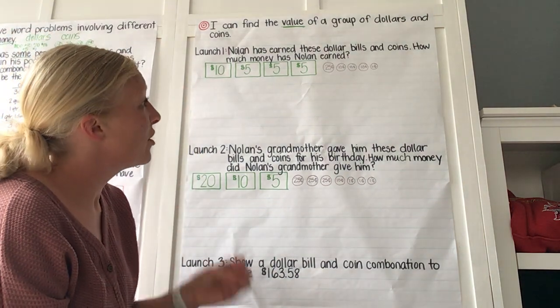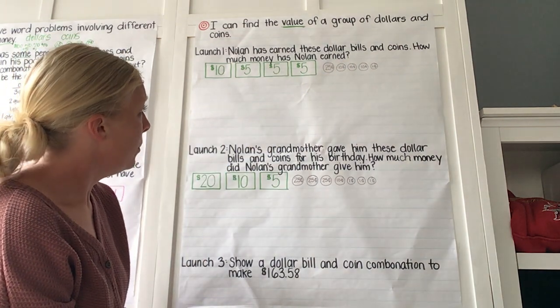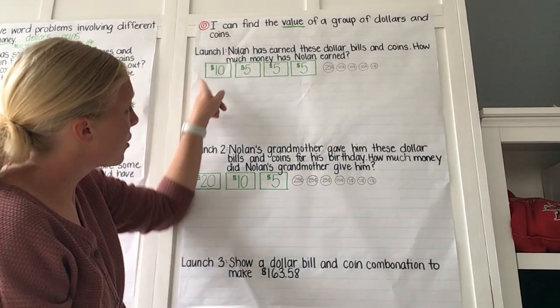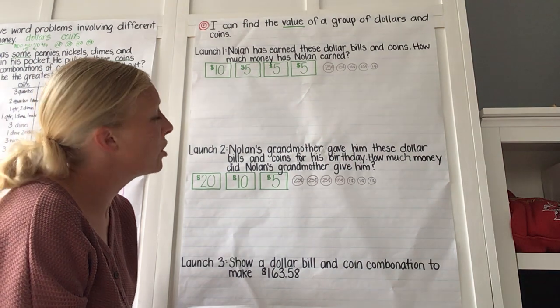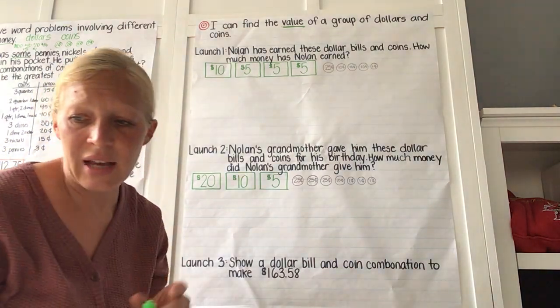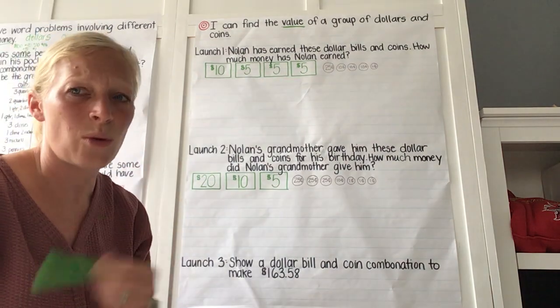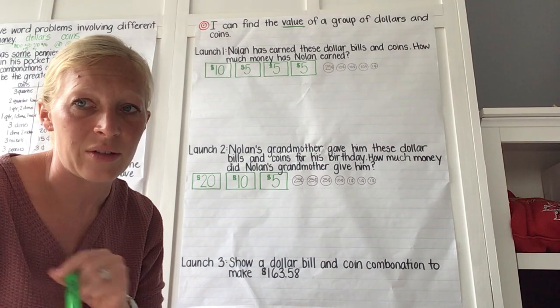Nolan has earned these dollars and dollar bills and coins. How much money has Nolan earned? He's earned these dollars and coins. How much money has Nolan earned? So at your seats, I want us to be thinking about how can we add these together? What would that look like if you were adding them together? I bet we all would do something a little different.